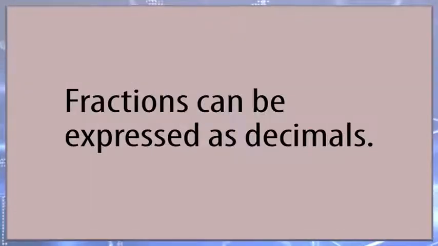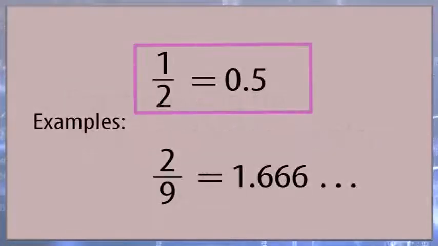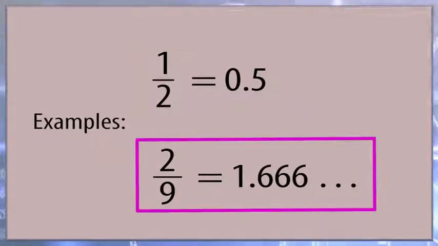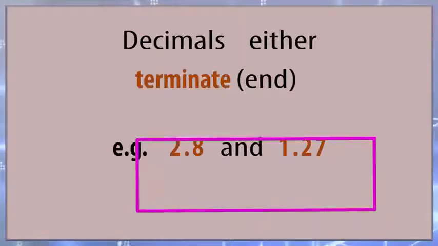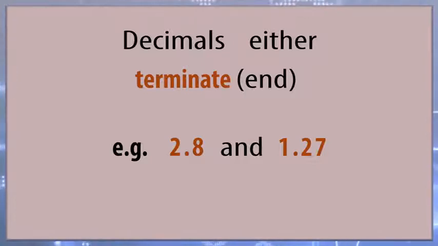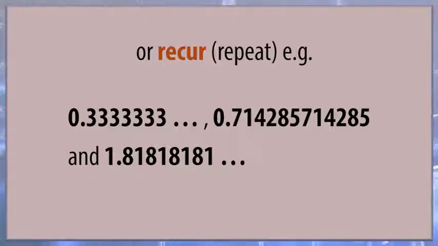Now again, fractions can be expressed as decimals. For instance, half is equal to 0.5. 2 over 9 is equal to 1.666, and it continues. And we have decimals that either terminate or repeat, or those that do not repeat or terminate. Examples are the ones you can see. The set of rational numbers is written with capital Q for short.